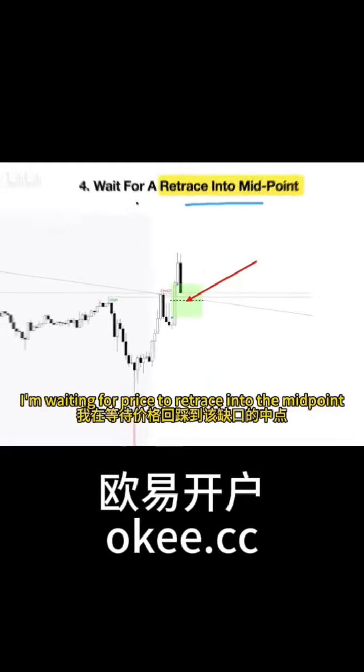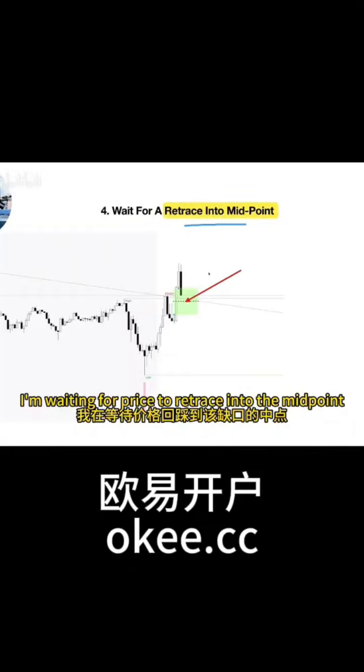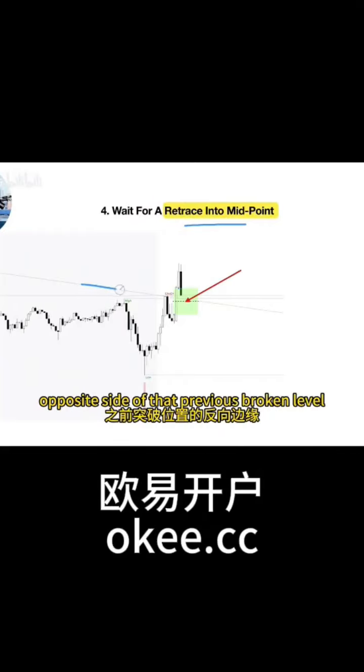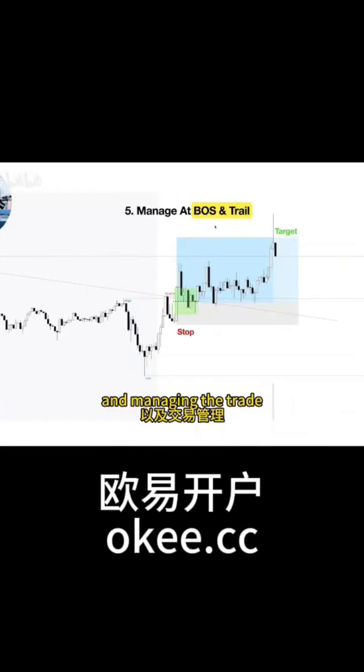And step 4, I'm waiting for price to retrace into the midpoint, so the 50% of that fair value gap, as price is re-attempting to contact the opposite side of that previous broken level. Step number 5 is setting up the trade and managing the trade.